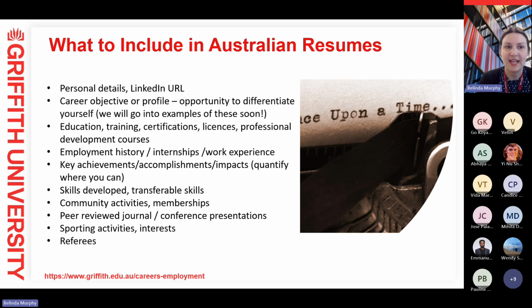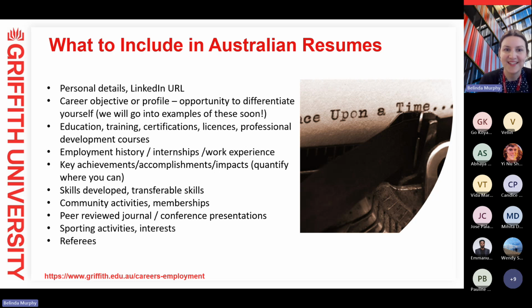Next section would be anything related to education, and sometimes you can have separate headings. So if you wanted to have a separate training heading, certificates, licenses, professional development courses, I wouldn't have all of these. Again, I would just have the ones that you do have and the most relevant to what you're going for. Employment history, internships, work experience. So there's some other headings you might want to consider.